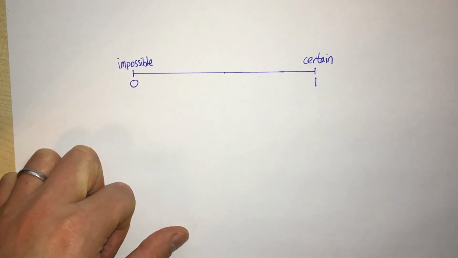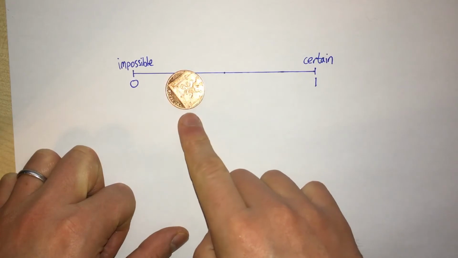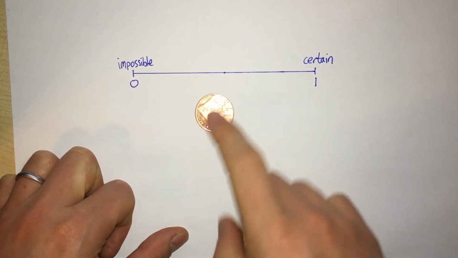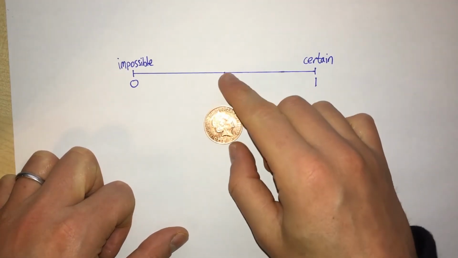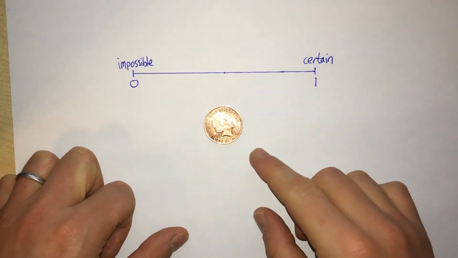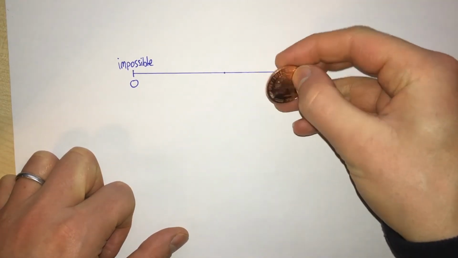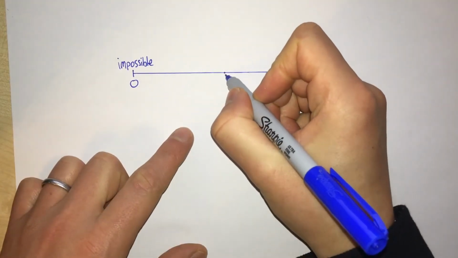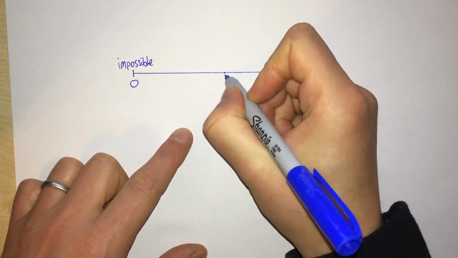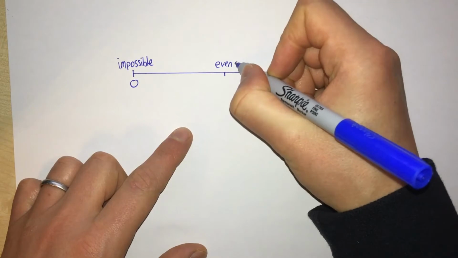If I take a coin and I flip it, there are 2 possible outcomes. One of those is tails and the other one is heads. There's exactly a half chance because there's 2 equally likely outcomes. There's a half chance of getting heads and a half chance of getting tails. Sometimes when we describe it in words, if we mark halfway along our probability scale, we call it an even chance.